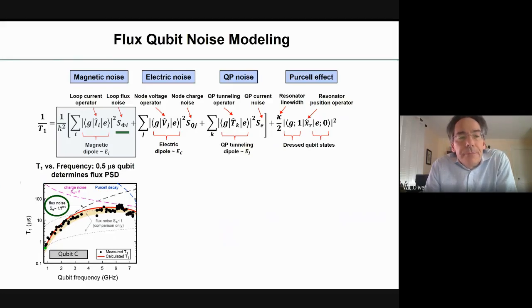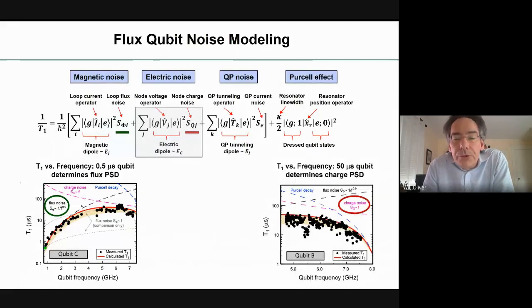To get a handle on the magnetic field or the flux noise, we designed a qubit that was intentionally highly sensitive to flux noise, and then measured the T1 as a function of the qubit frequency, and that's what's shown here. By simulating the matrix element for this design, and then fitting the data that we measured, we were able to infer what the power spectral density was for flux noise, S phi. And so now we assume that we know that S phi.